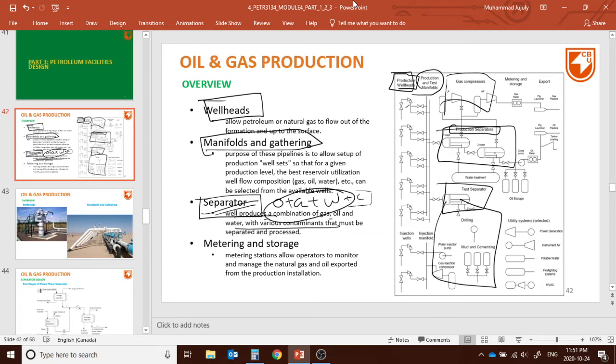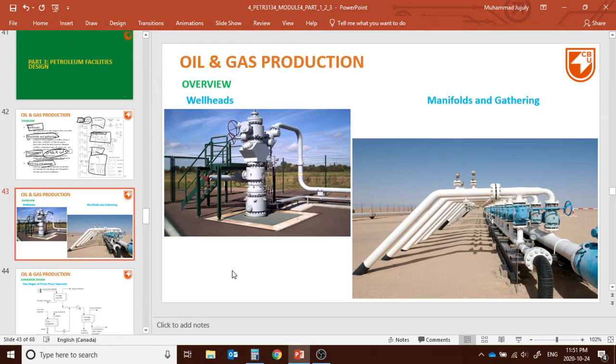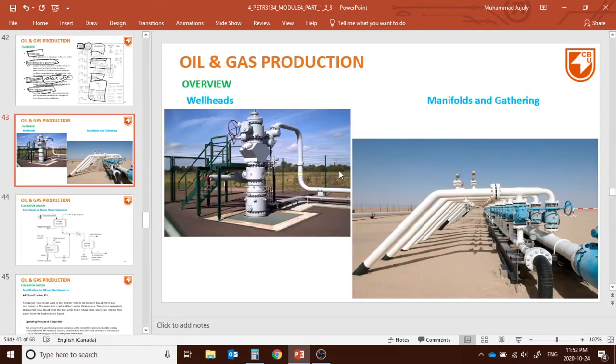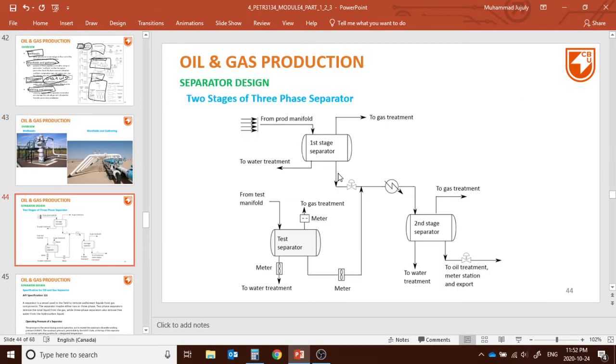And then there is the metering and storage. Storage is also another part which is very important, that is designing the storage tank. So let's learn. These are the pictures of the wellheads, manifolds, and gathering. Now, separators. Let's see how it actually works.